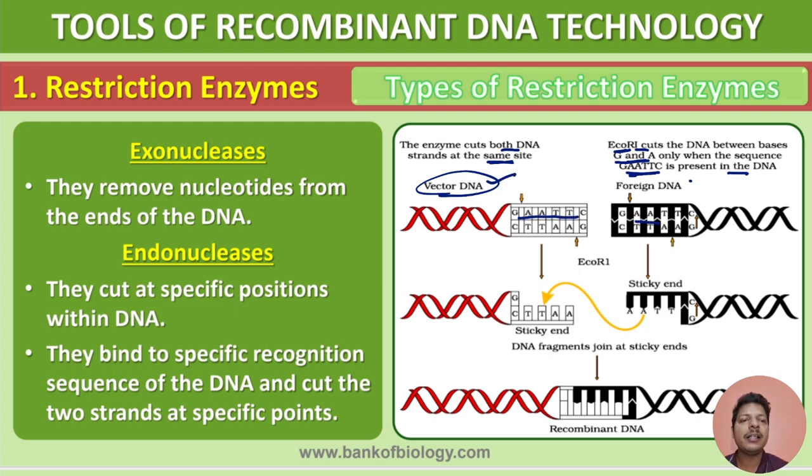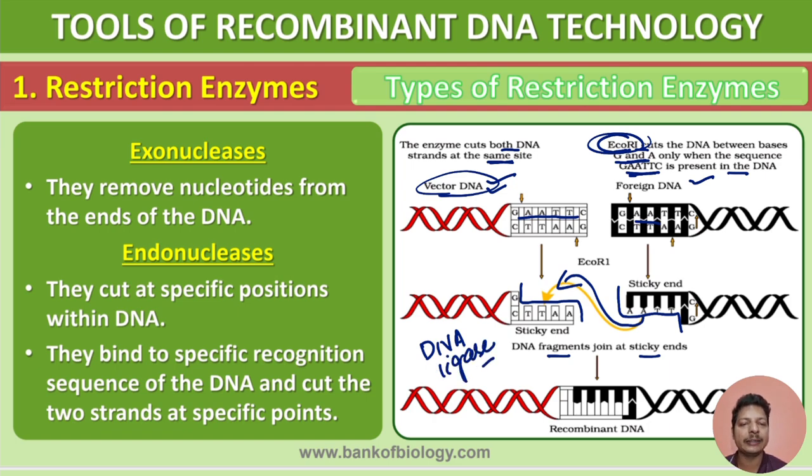It is a vector DNA. It is a foreign DNA. This portion we have to add in the vector DNA. Okay. So first we have to use the particular EcoRI for specific cutting. Here you can see this portion is cut out like this, and here also this portion is cut out like this, and then these two are joined together. DNA fragments join at the sticky ends, and the joining process is done by DNA ligase. DNA ligase. Then the recombinant DNA is formed.